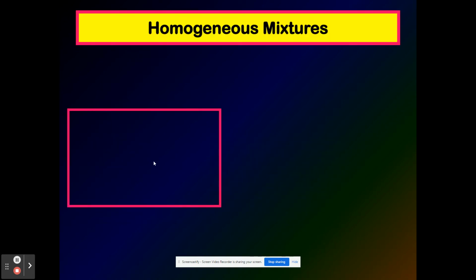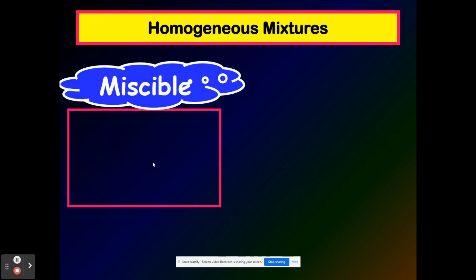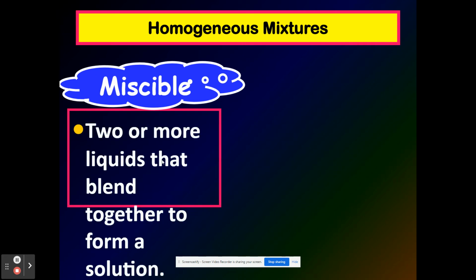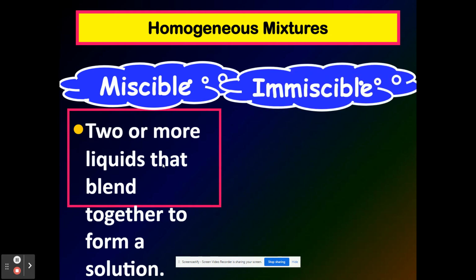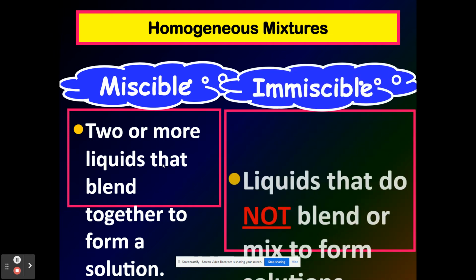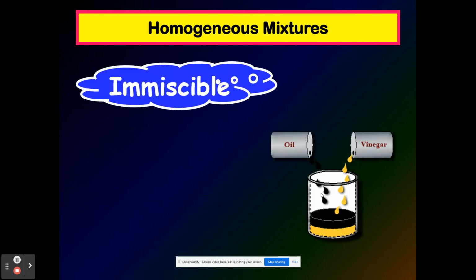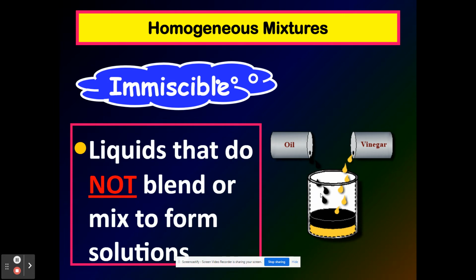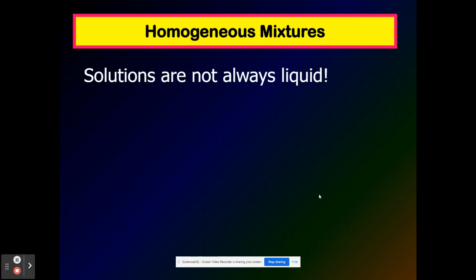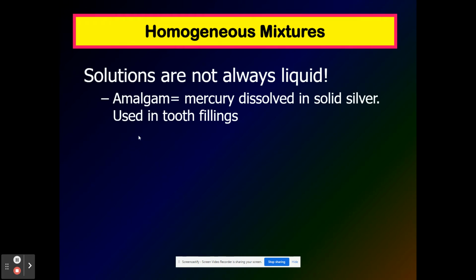Okay, so miscible is two or more liquids that blend together to form a solution. So if they mix together, it's miscible. Salt water, that's one. Then there's two or more that are not, that would be immiscible, two liquids that do not blend to form solutions. So a good example of that would be oil and vinegar. They're not going to blend to form a solution. They're going to separate.